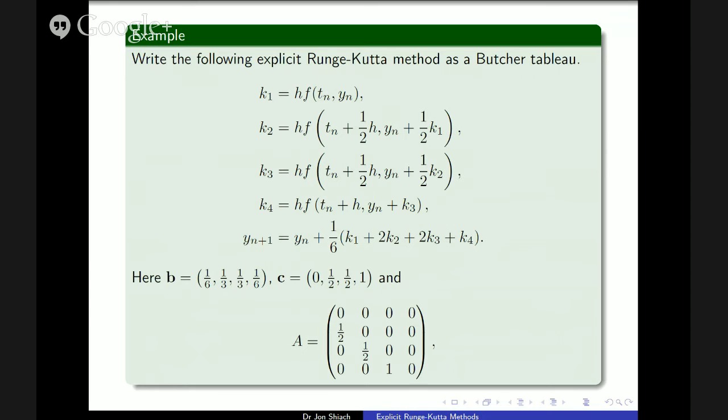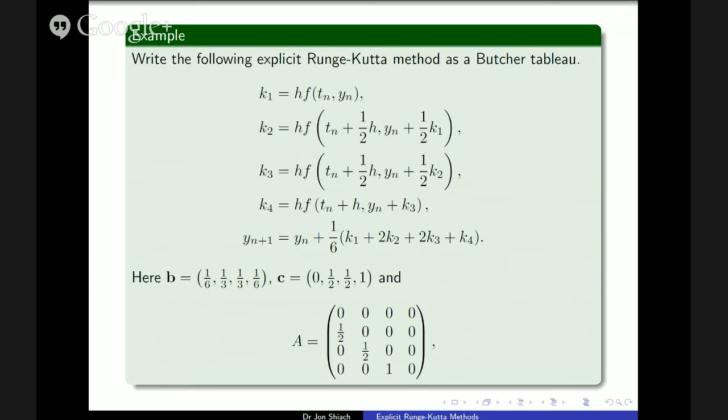Right, my C values, this is what we multiply H by. So here, we have nothing adding on to the T value. So C1 is 0. Here, we're adding a half H to T, so C2 is a half. Here we're adding half H again, so C3 is a half. And here we're adding a whole H, so C4 is equal to 1. So this gives me my C values.